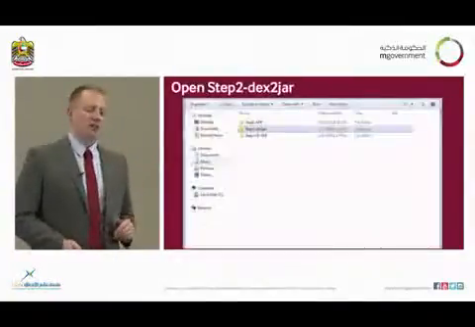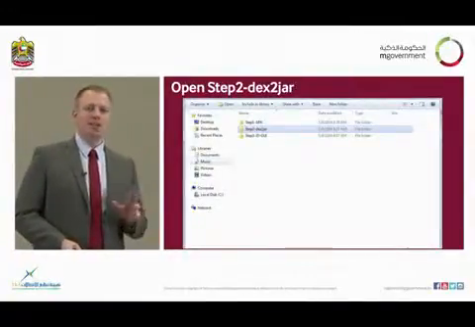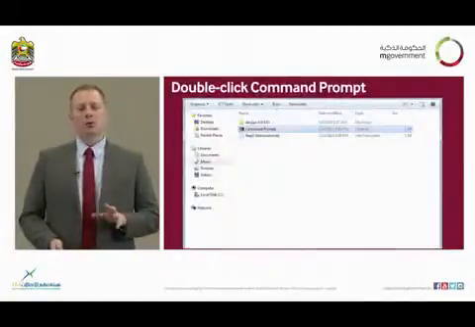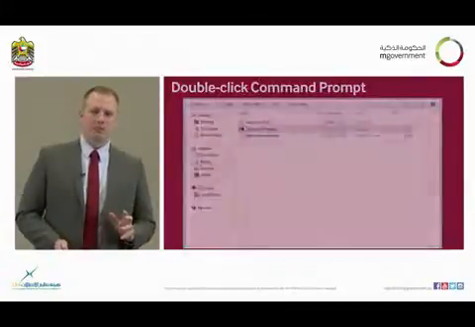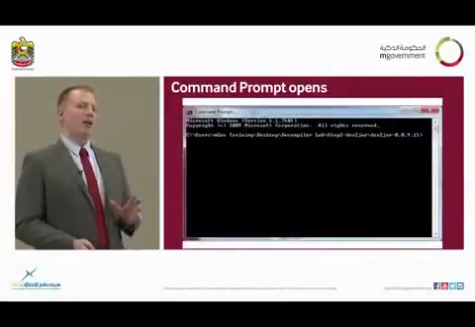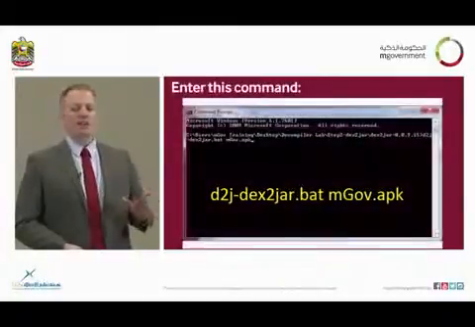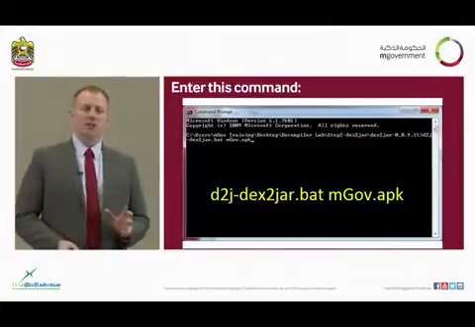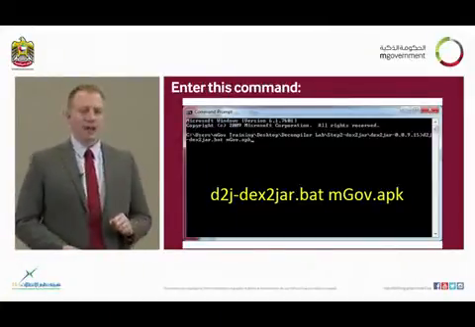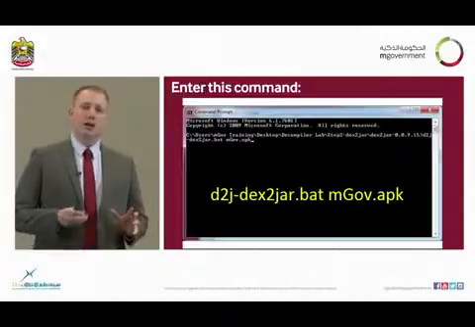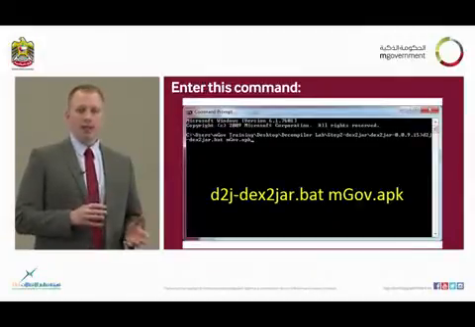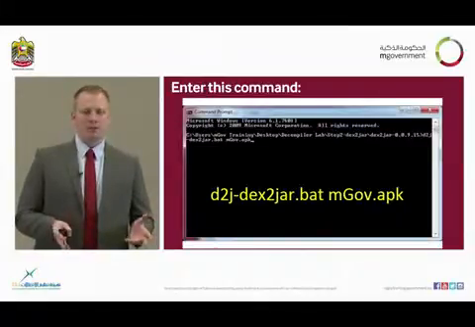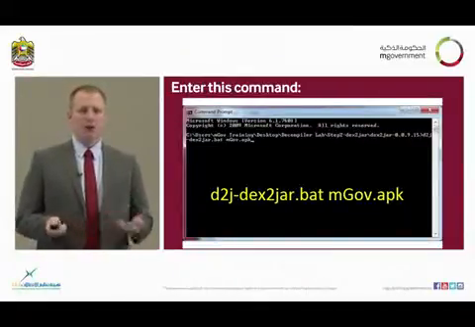So let's back out of this and let's go to the Step 2 dex2jar folder. Let's open that. And inside here, we're going to open the command prompt, and then we're going to type in a command, d2j-dex2jar.bat, a batch file, and we're going to give it the parameter mgov.apk. So what we are doing is telling this batch file to locate the mgov.apk file and do something with it. Well, what does this dex2jar program do?